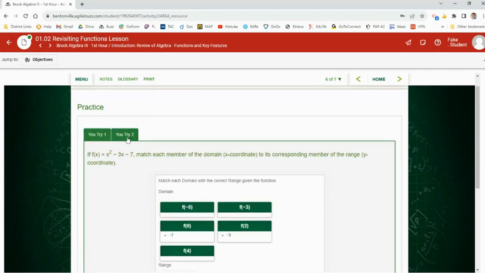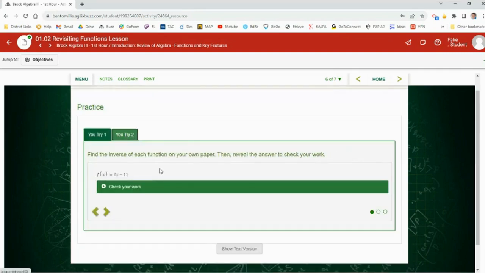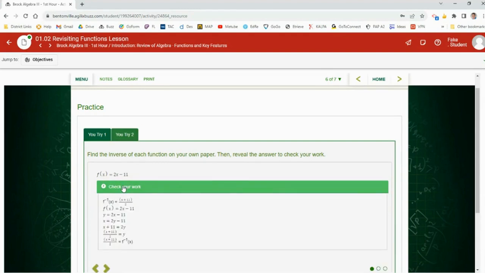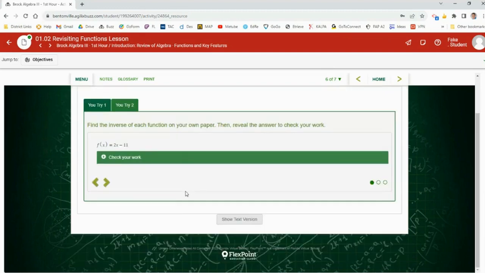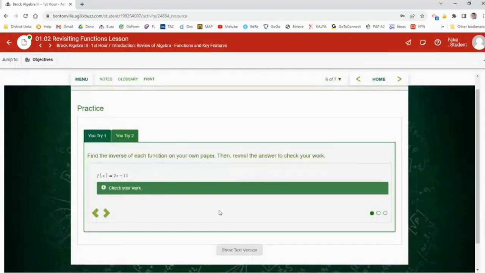And then it's got more for you to try. Find the inverse of 2x minus 11. Go through those 4 steps, and then you can check your work. You turn that in, and it'll tell you if you're correct. So make sure you're doing these practice problems in the lesson before you're doing the actual assignment, so you know that you understand it and that you can get these right, because it will give you practice problems in the assignment, so you can go through it and make sure that you understand what you're doing.